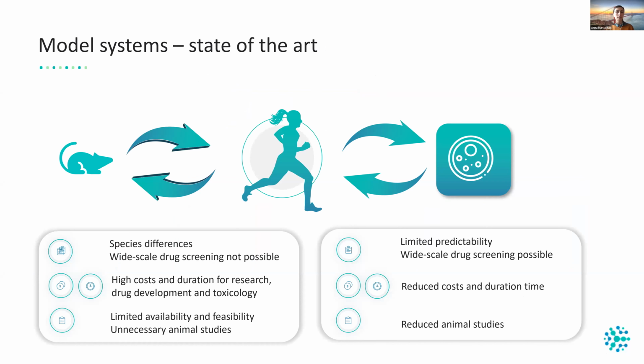Currently, model systems are used as standard model systems in preclinical studies, accepting the species differences. For example, animal cells show different cell behavior and different expression profiles in comparison to human cells. This has a big impact on the predictability of the results. Further, such animal models are not usable for wide-scale drug screening.